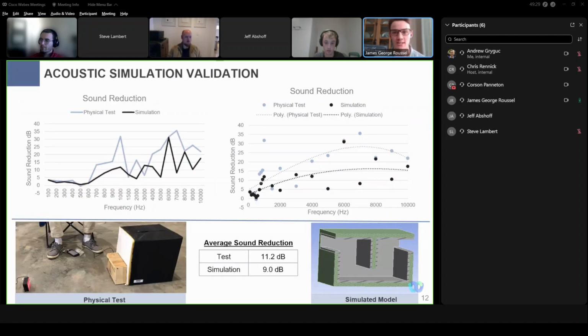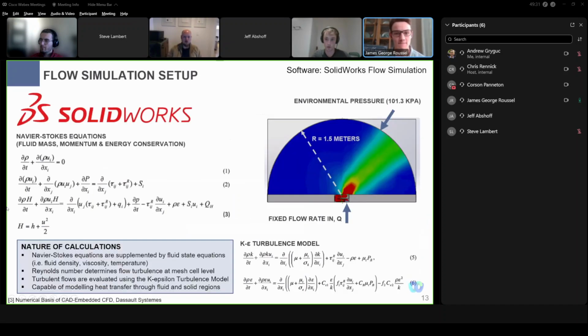Sorry, could you just jump back there, Corson, for a sec? Oh, sorry about that. No problem. Sure, how to jump backwards.